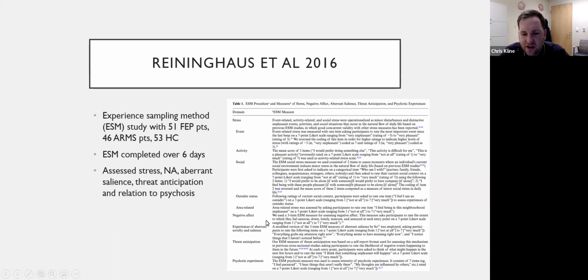This table is a wall of text on purpose. It's really just showing some different examples of questions that they use within the assessment to assess different domains of stress, like event, outsider status, area-related status, or activity stress, as well as negative affect, and some of these other early psychosis symptoms.